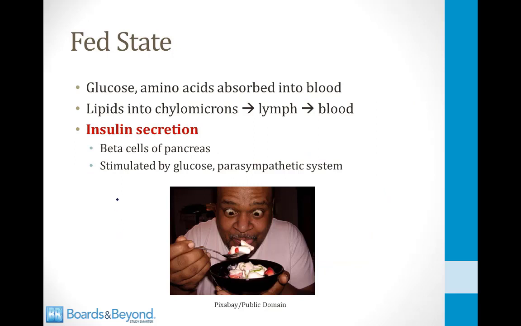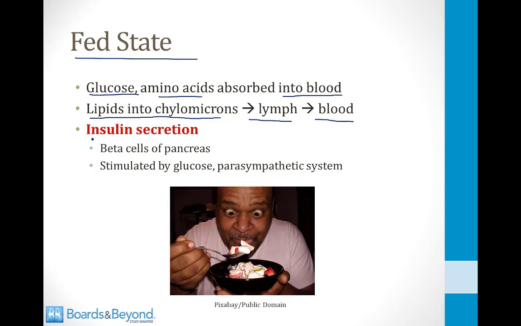For the remainder of this module, we're going to talk about the biochemistry of starvation. In order to do that, we're first going to talk about the biochemistry of the fed state because starvation is basically the opposite of the fed state. So when you eat a big meal, glucose and amino acids are all absorbed into your blood, and lipids are packaged into chylomicrons, which enter the lymph and then go to your blood.